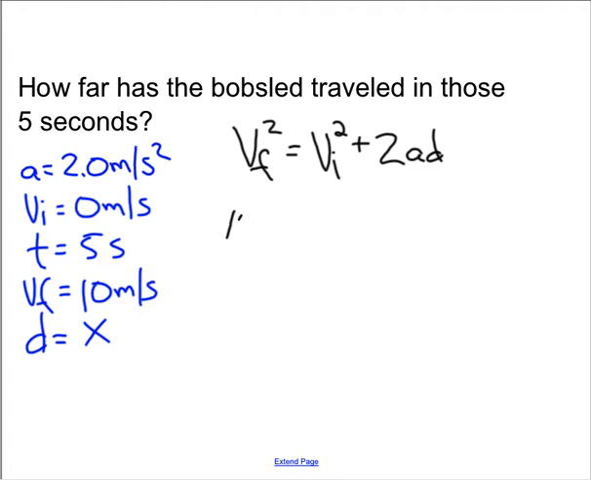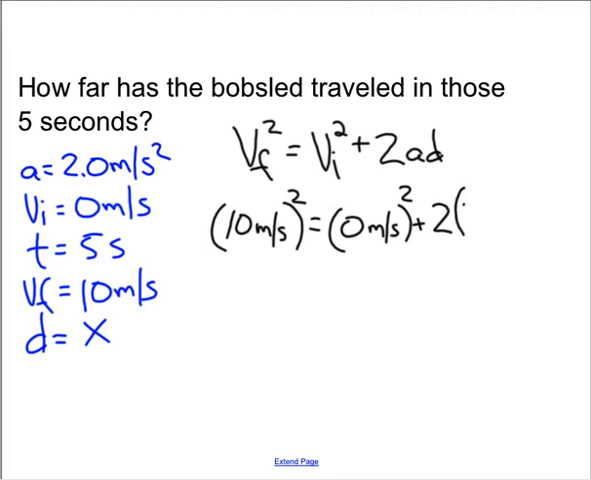VF, we know, is 10 meters per second. We have to square that. The initial velocity was 0 meters per second. We have to square that. That's not going to be hard math. 2 times an acceleration of 2 meters per second squared. And we know from the last problem, oh, we're trying to find distance, excuse me. That's the one thing we don't know. Always tell yourself, if you fill in every variable with a number, you've either done it wrong or you're using the wrong formula. You're trying to solve something. There needs to be one unknown in the problem.